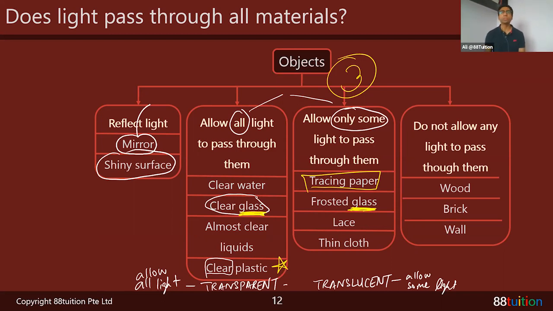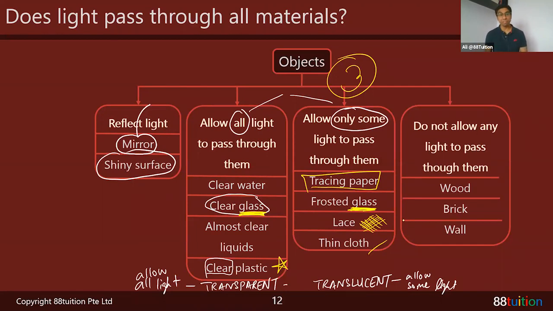You don't just tell me glass. The moment you say glass in your answer in your exam, straight away wrong, because you have not identified the type of glass that is transparent, that is translucent, that is strong, whatever. So you have to tell me, is it clear glass? Is it frosted glass? And then lace. What is lace? Lace is a type of material that you wear on your body, like a fabric, right? You can see some parts of the skin. That means light can pass through it. And thin cloth as well.